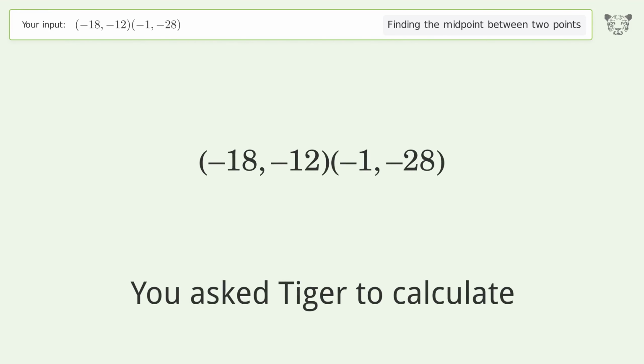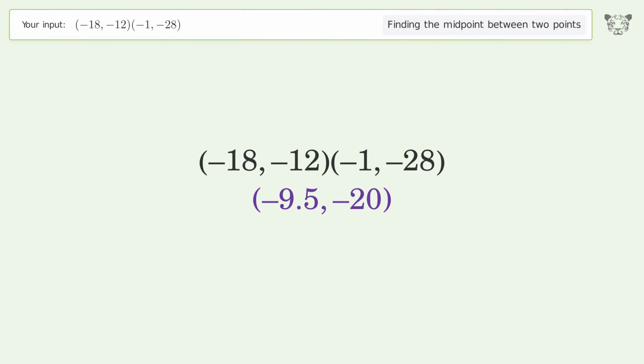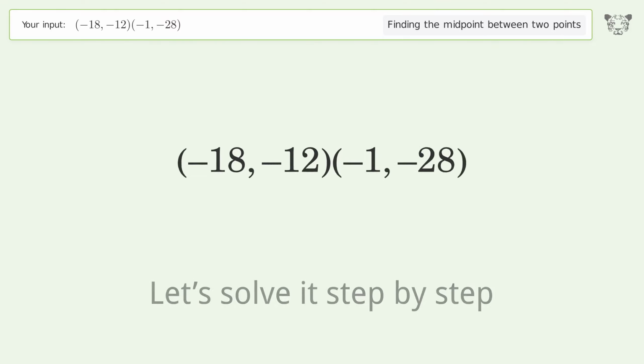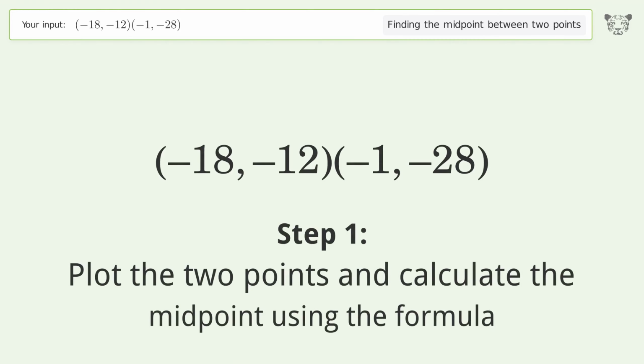You ask Tiger to calculate. This deals with finding the midpoint between 2 points. The midpoint between the 2 points is -9.5, -20. Let's solve it step by step. Plot the 2 points and calculate the midpoint using the formula.